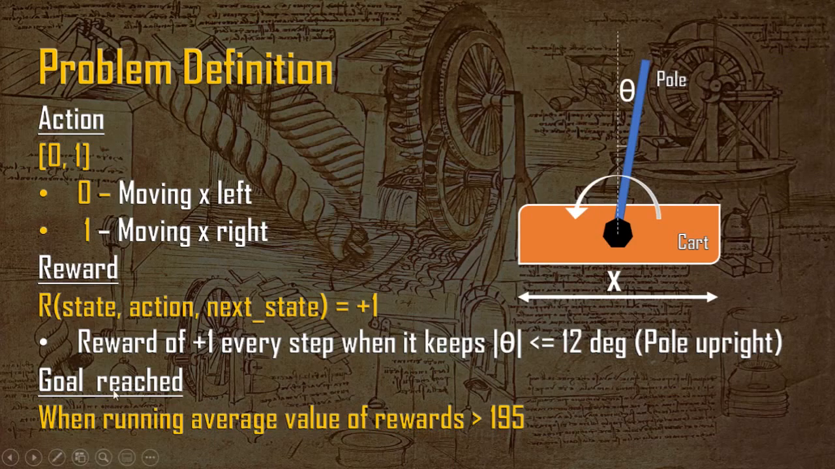And the goal would be reached when the running average value of rewards is greater than 195. This is the minimum that we can have to define it as successful.